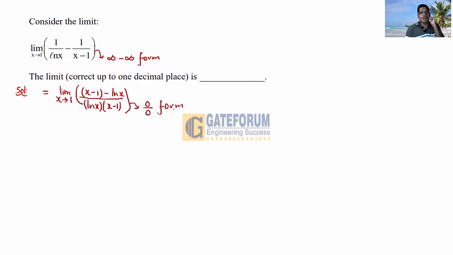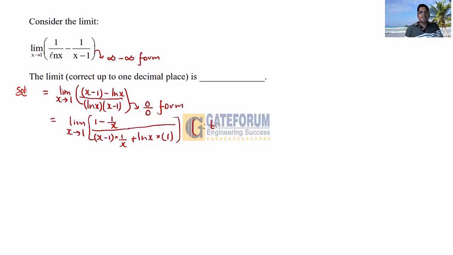Apply L'Hospital's rule. So this is limit x tends to 1. Differentiate the numerator with respect to x, then the denominator with respect to x. The derivative of x minus 1 is 1, and the derivative of log x is 1 upon x. The denominator is differentiated by the UV product rule, V into U dash plus U into V dash. So x minus 1 into the derivative of log x, which is 1 by x, plus log x into the derivative of x minus 1, which is 1.